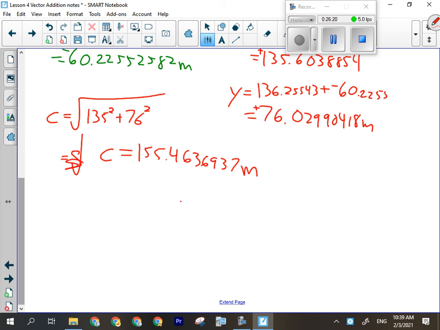So theta will be tan to the -1 of the opposite side, which is 76 with all the decimals, divided by 135 with all the decimals. Make sure your calculator's in degree mode when you do this one. So 76.02990418 divided by 135.60388. All right, so we're getting an angle here of 29.28 degrees. Which direction is that?